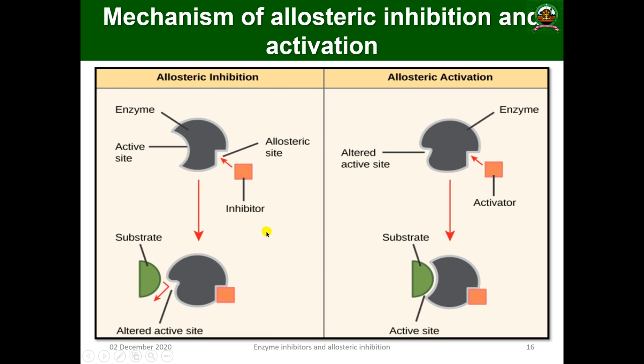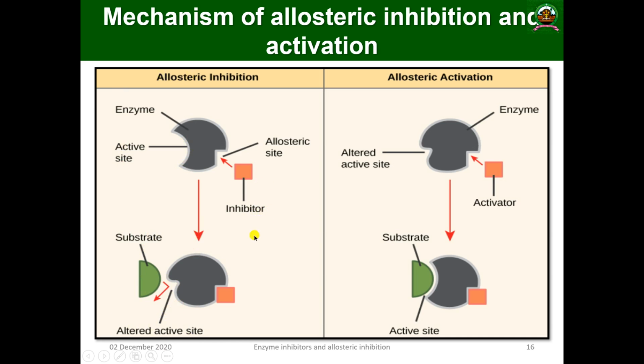Now the inhibitors. What will happen? This is an enzyme, this is the active site, and this is an allosteric site. The enzyme has two sites: one is an active site, another is an allosteric site. The allosteric inhibitor comes and binds specifically here. So the substrate cannot come and bind because the shape has changed. They have altered the active site and the substrate cannot bind. This we have already discussed. This is known as allosteric inhibition.